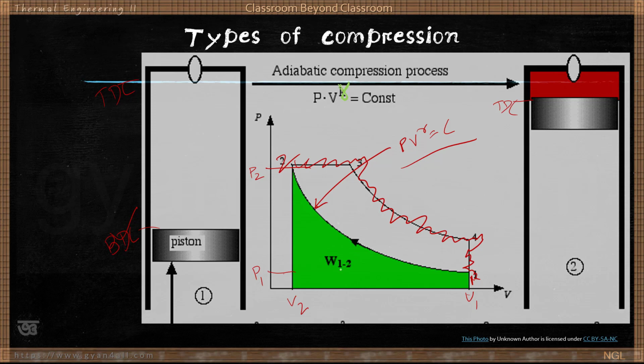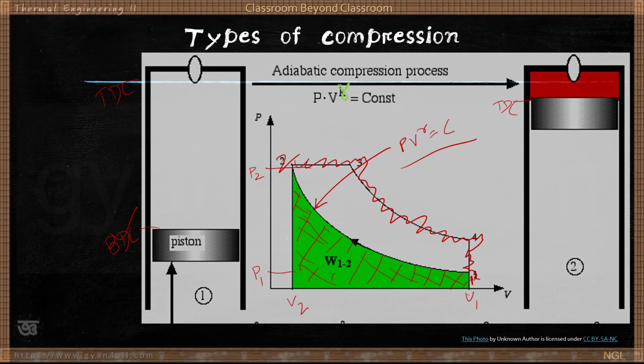So we also know the area under the curves represents what? The work done. So what is the area for process 1, 2? Process 1, 2, this green colored space is the area under the curve. So this area represents what? The work done on the compressor, or we can say work input to the compressor. Now if we can find this area, that means that is the work done.